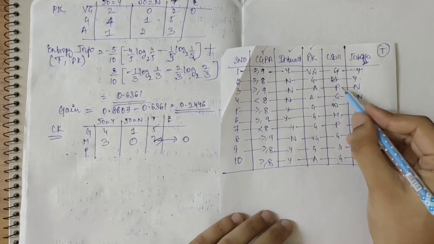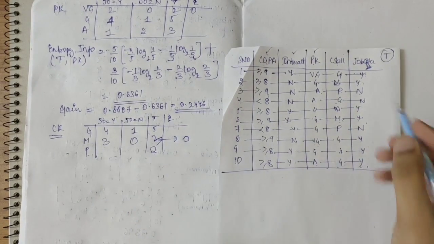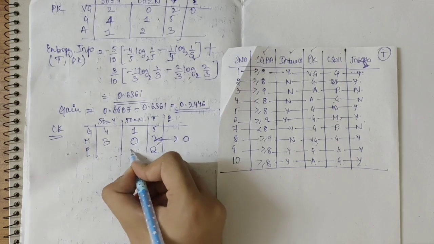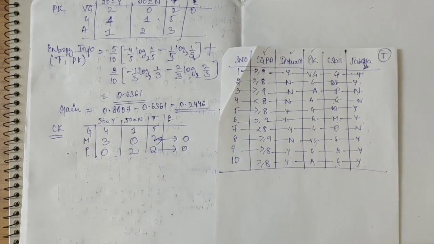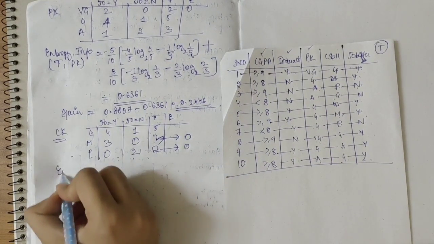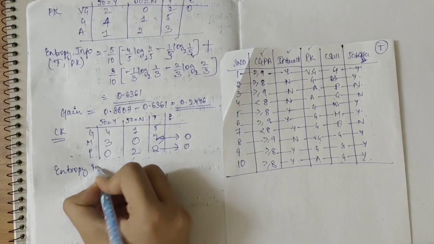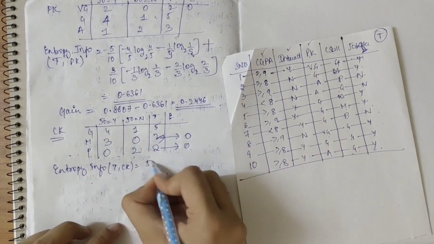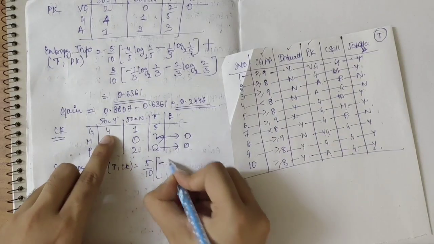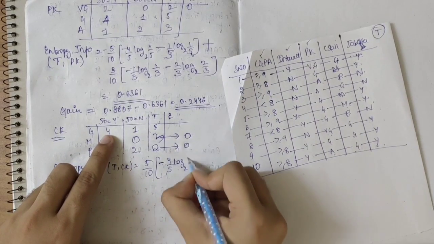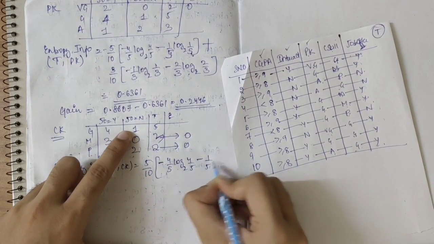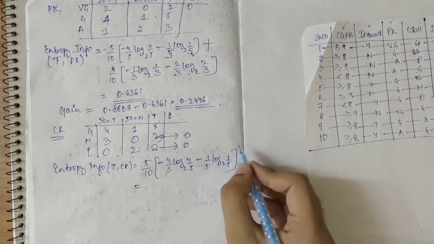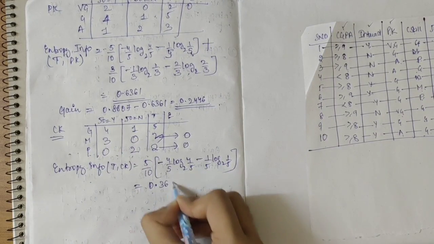Next I have poor. So 5 plus 3, then poor should be 2. So 1 and 2, 2 poor are there. Both the poors are no. So here again entropy would be 0. Okay. Now I need to calculate the entropy info of T comma Ck. So it would be 5 by 10 of minus 4 by 5 log base 2 of 4 by 5 minus 1 by 5 log base 2 of 1 by 5. If I solve this, I would get the answer as 0.3609.